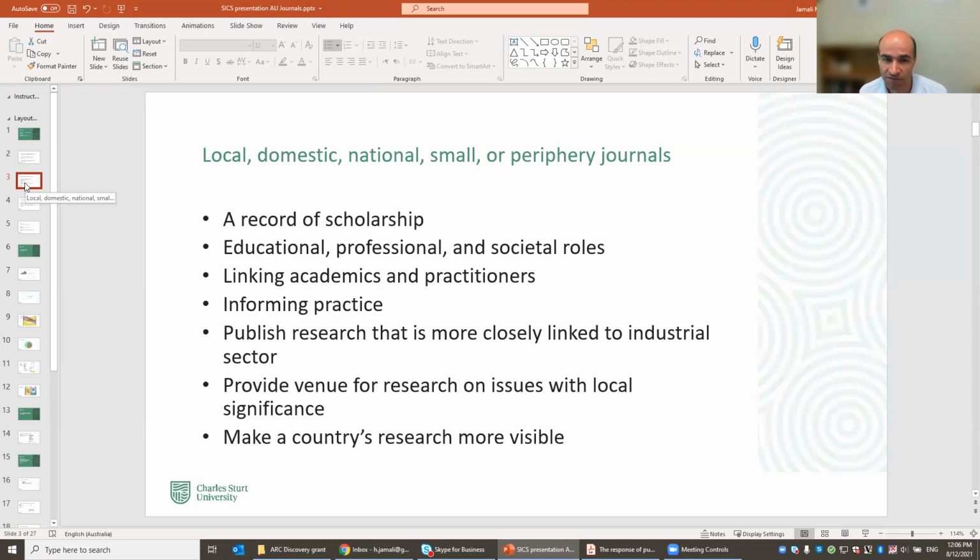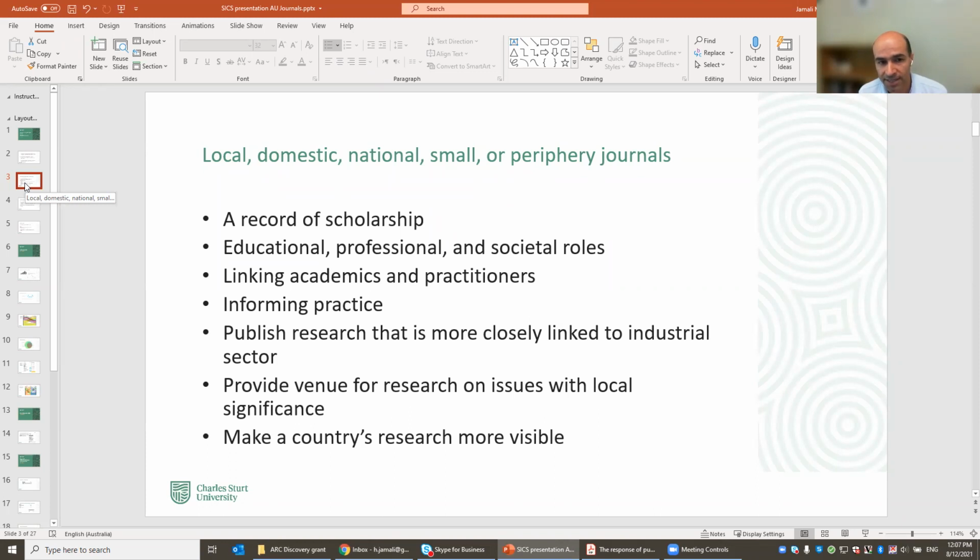And I understand not all of them consider themselves national. Not all of them are small. Some of them might be big. Some of them might actually, if you talk to the editors, although they might be called Australian journals, the editors would say we consider ourselves an international journal in terms of the scope and so on.